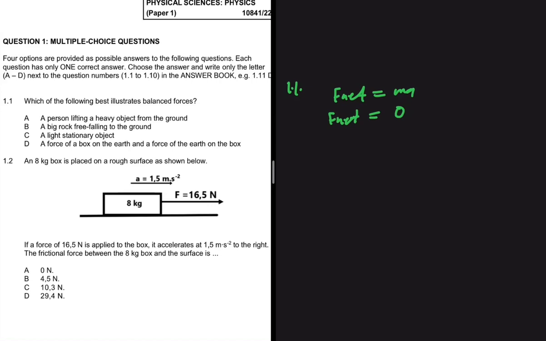And then C, a light stationary object. The object is stationary, so obviously our acceleration is equal to 0 meters per second squared. That is exactly what we're looking for. So the answer to 1.1, we can go with C.